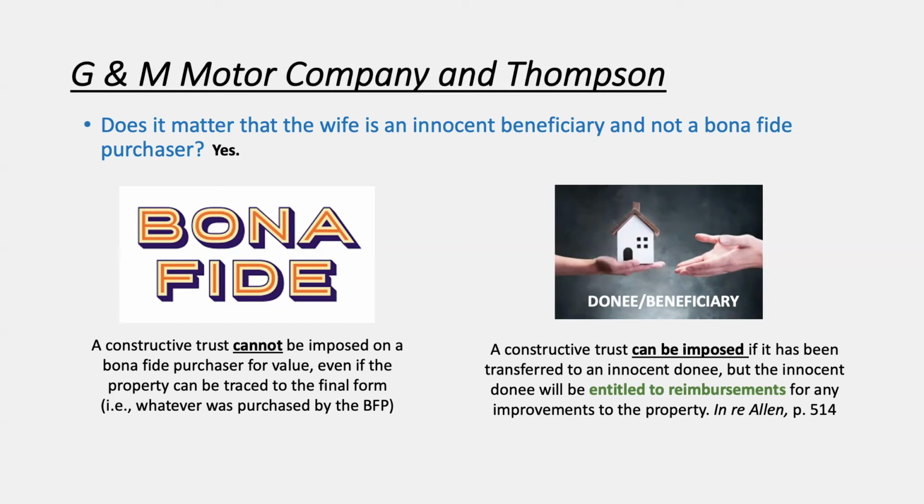And so in this particular case, the wife, because she's an innocent donee, not a bona fide purchaser, is going to have some of her life insurance proceeds taken away by G&M, who will get title to that money. And we'll summarize this all in class.